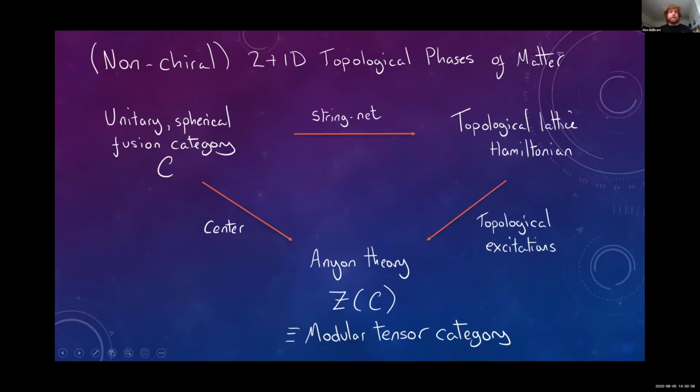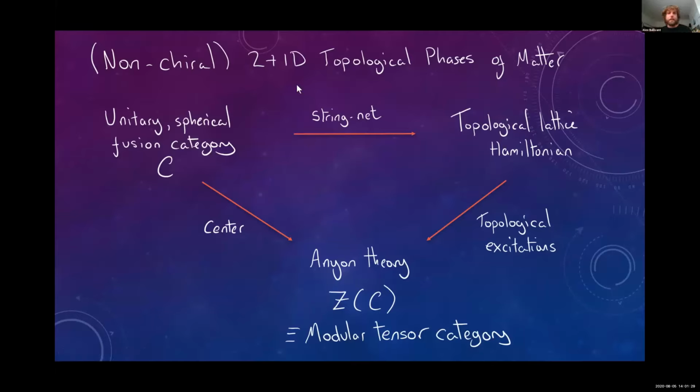Okay, so in 2+1 dimensions, particularly in the non-chiral setting, we have a pretty well-established collection of ideas, which can be summarized by the following commutative diagram. The idea is, given the data of a unitary spherical fusion category, we have an algebraic construction called the center, which associates to this algebraic data an anion theory, which can be collected in terms of a modular tensor category.